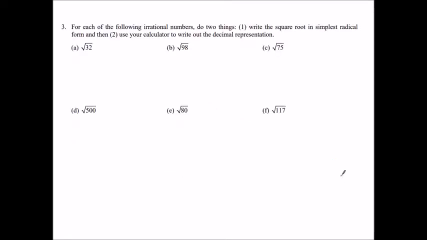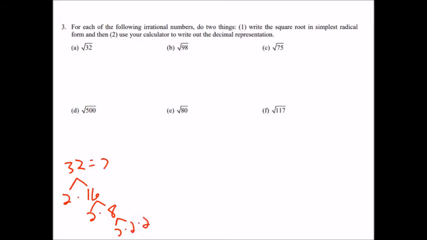All right, for each of the following irrational numbers, do two things. Number one, write the square root in simplest radical form, and then two, use your calculator to write out a decimal representation. So from the last lesson, you might remember that we're going to do factor trees. Factor trees come from 6th grade math.